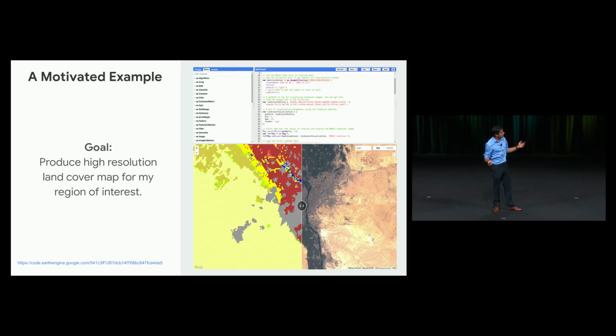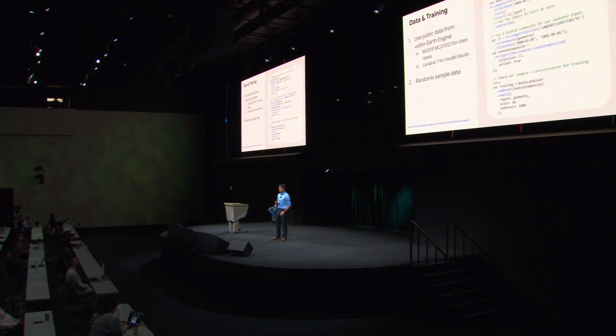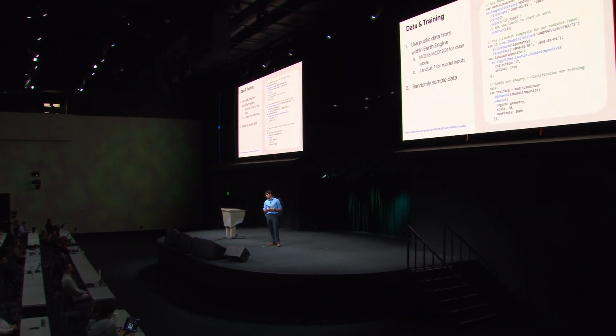So I'll go ahead and walk through a simple example. This is based on one of our Egypt classification examples that we have available in the code editor. So the goal is we just want to make a land cover map, at slightly higher resolution than what we want to use our labels from, over a region of interest.